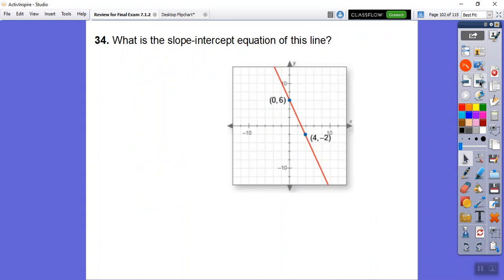Okay? All right. Okay, what's the slope-intercept form of this equation? Okay, well, there's the intercept right there at 6. We just got to figure out the slope. So it goes down 4 over 2.